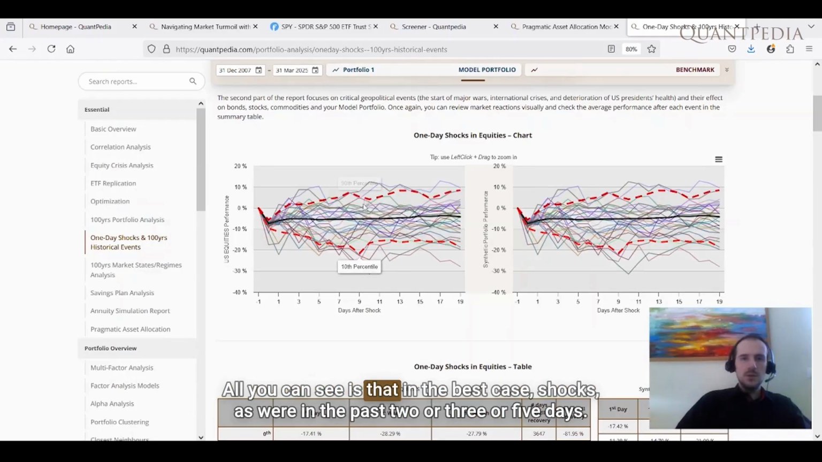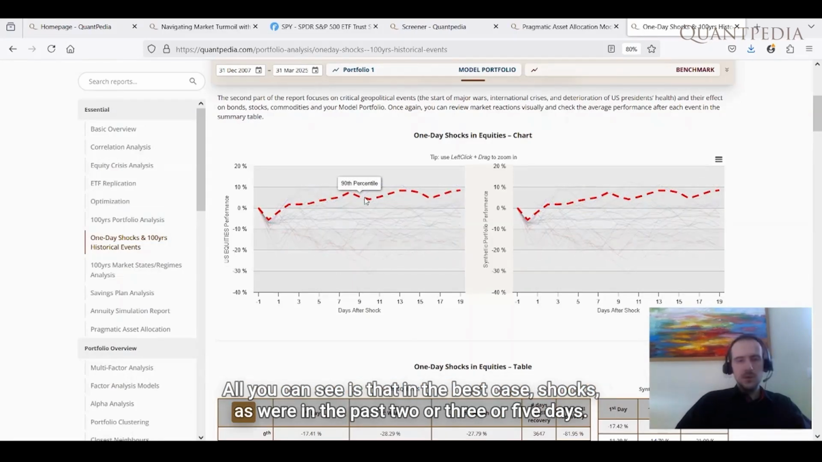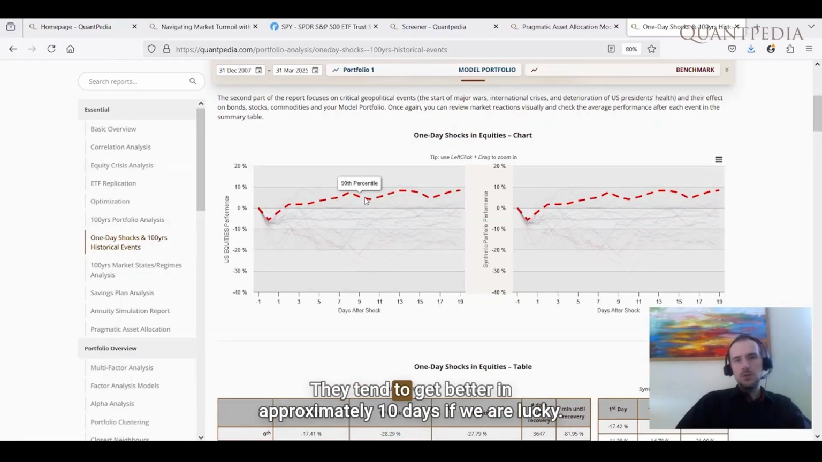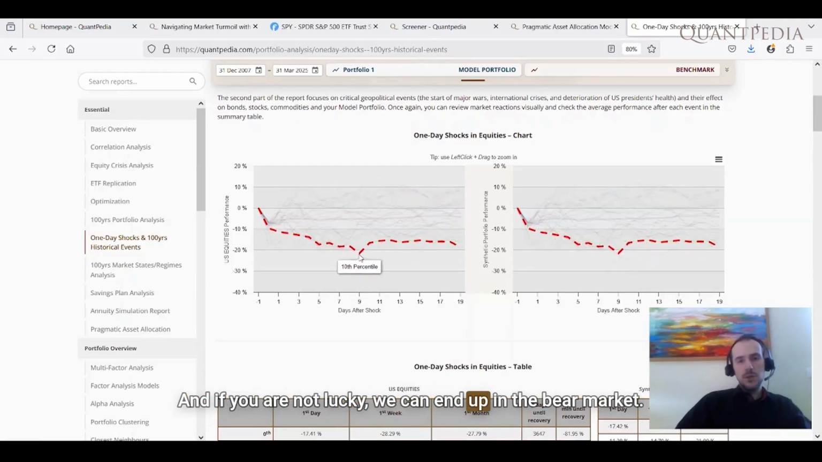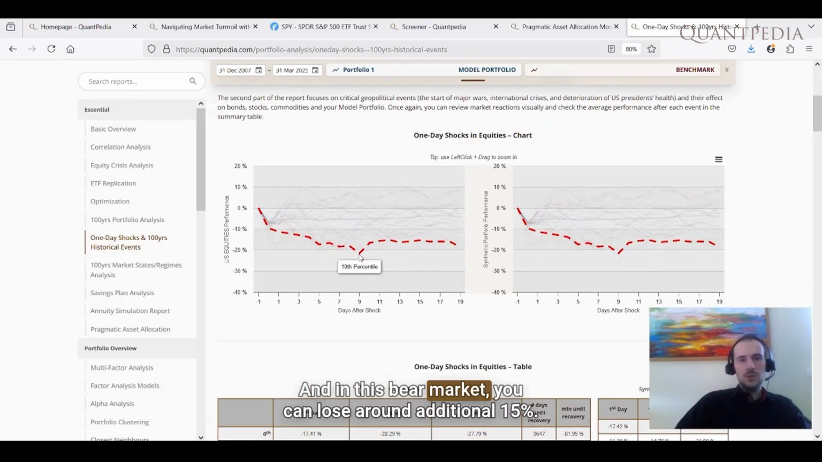So what you can see is that in the best case shocks, as were in the past 2 or 3 or 5 days, they tend to get better in approximately 10 days if we are lucky. And if we are not lucky, we can end up in a bear market, and in this bear market you can lose an additional 15%.